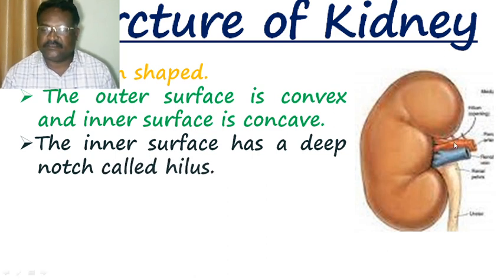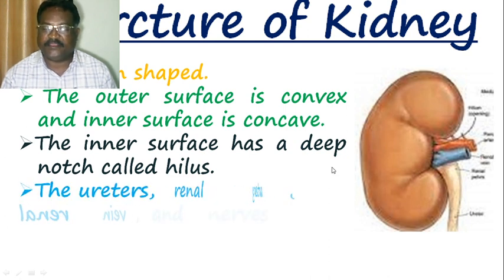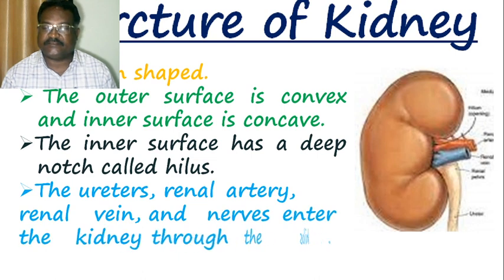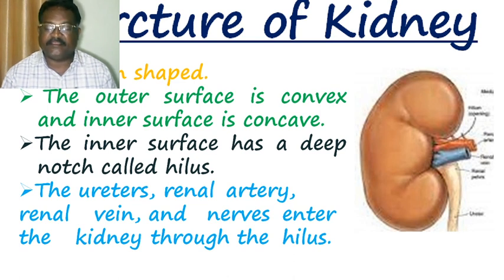Now see this in the picture, that is the deep notch, and this deep notch is called the hilus. This is the way for the ureter, the renal artery, the renal vein and some nerves. They enter the kidney through the hilus. Because of that, the hilus, a notch-like structure, is seen in the kidney. The kidney is present as a pair in the human body.